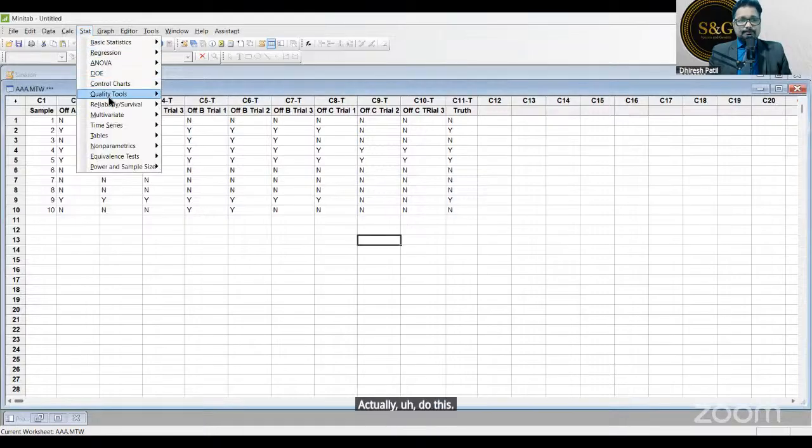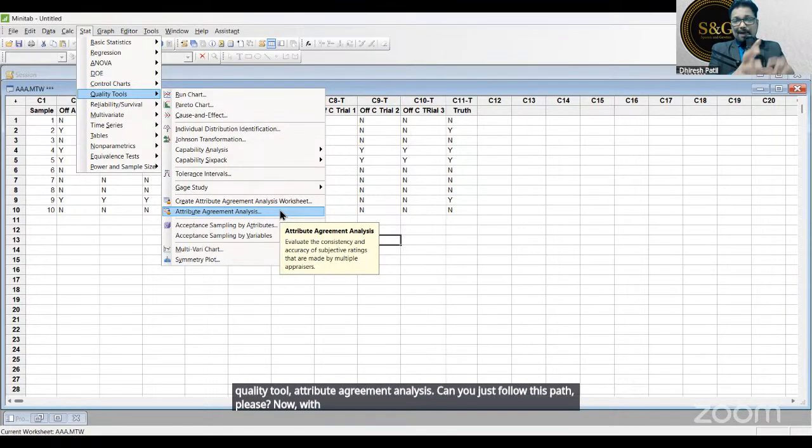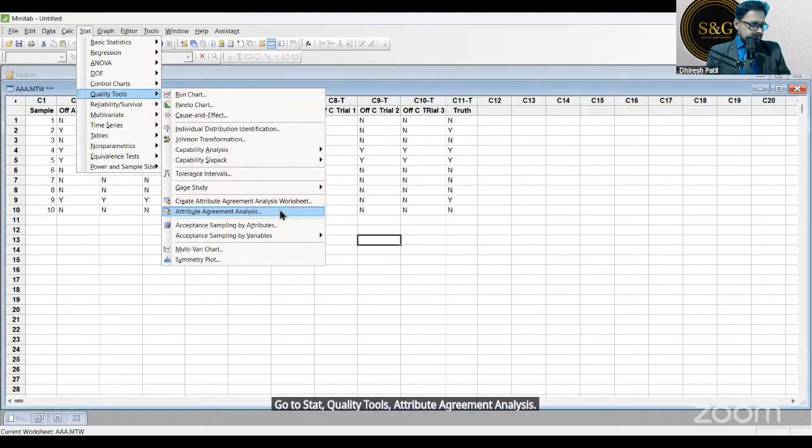Go to Stat, Quality Tools, Attribute Agreement Analysis. Can you just follow this path, please? Now we have calculated manually. With Minitab, how do we calculate this? That is something we are going to discuss. Go to Stat, Quality Tools, Attribute Agreement Analysis. Just click on that.